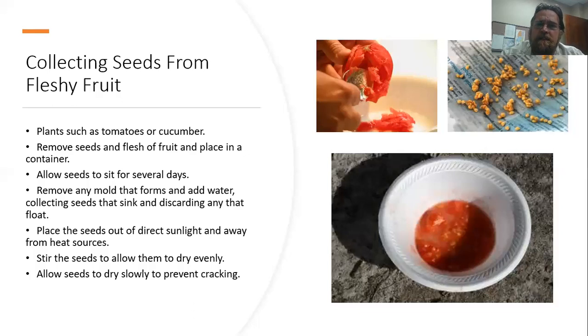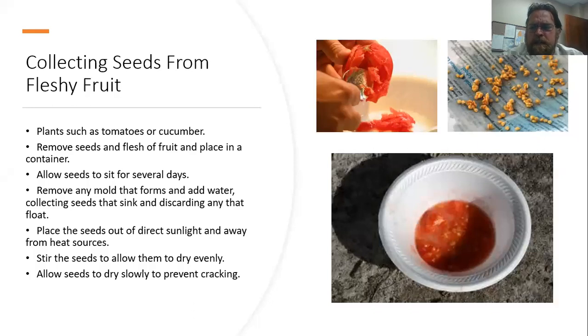Now, when we're talking about collecting seeds from fleshy fruit, and this again would be things like tomatoes or cucumber, a lot of our garden plants, removing those seeds out of that fleshy fruit, oftentimes they're going to be in a matrix and in some of that vegetable matter. And we want to even keep that vegetable matter with it. Let that sit in a container for several days. Oftentimes, after it sits, it may form a little bit of mold on the surface, and that's perfectly okay. We can go ahead and take that mold off, add a little bit of water, just to help us separate the seed from some of that plant matter.